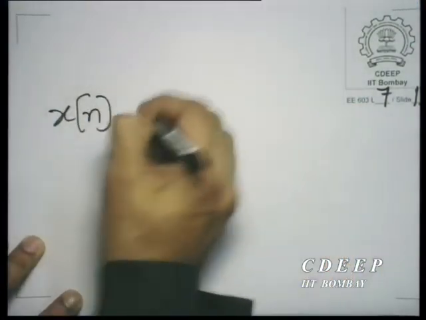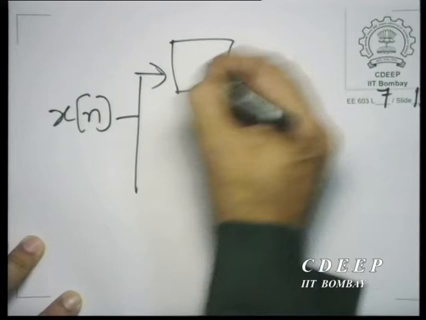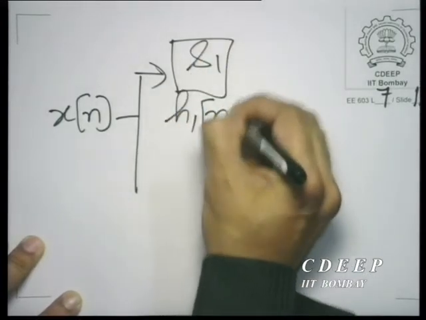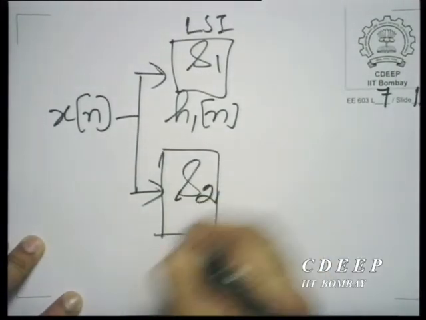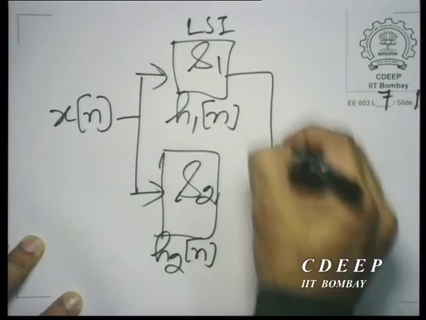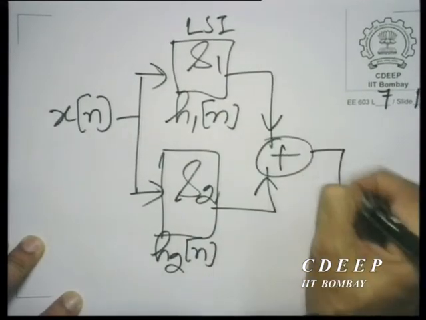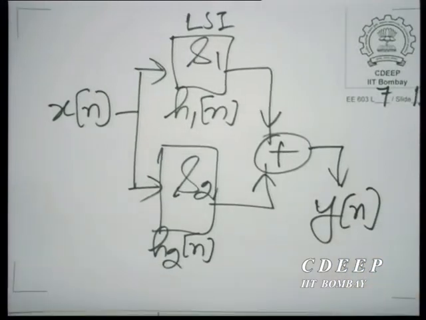But now we have seen something very interesting. We can combine LSI systems in cascade. Of course, it's a very easy question to answer when we ask what happens to LSI systems in parallel. So, suppose you have the same x[n] being given to two LSI systems in parallel with impulse responses h1[n] and h2[n]. By parallel, you mean you apply the same input and then add the outputs.